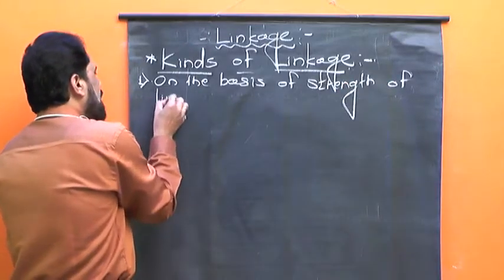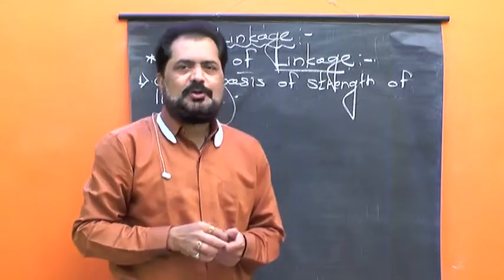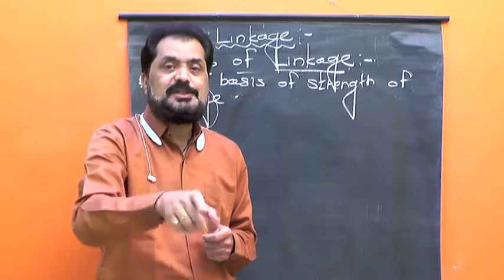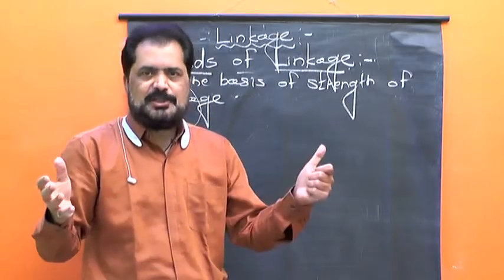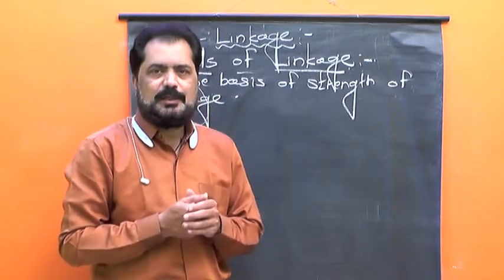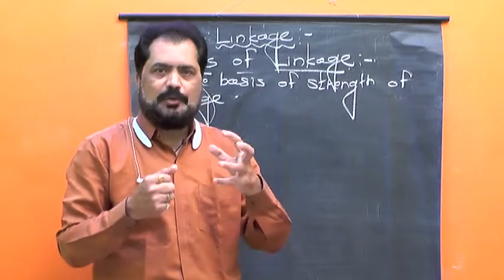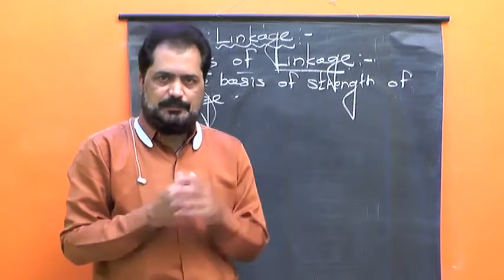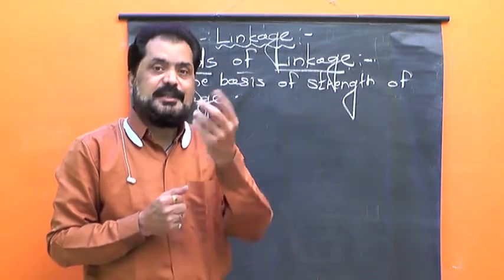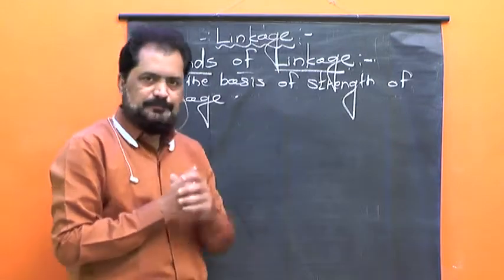We know that linkage is nothing but the sort of bonding shown by the genes present on the same chromosome. Linkage याला आपण वेगळ्या शब्दात असं सांगू शकतो की एकाच क्रोमोझोमवर असणारे जेवढे जीन्स आहेत त्यांच्यामध्ये असणारं एक प्रकारचं बॉन्डिंग, त्याला आपण लिंकेज असं म्हणतो. मग हे बॉन्डिंग याची स्ट्रेंथ किती आहे याच्या आधारावर लिंकेजचं वर्गीकरण केलं जातं.